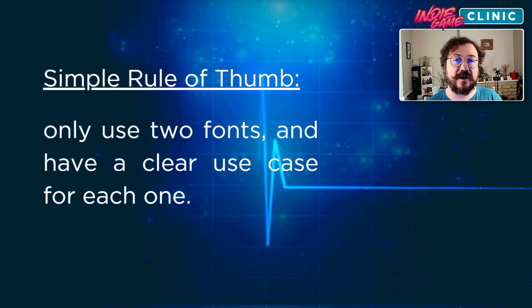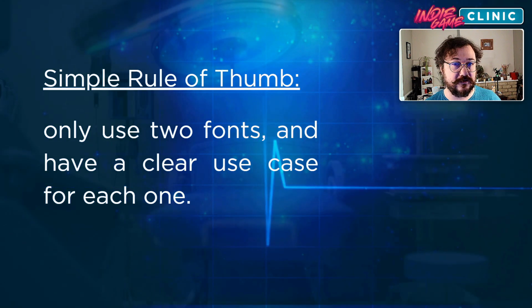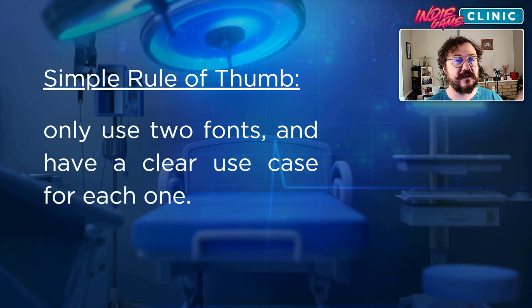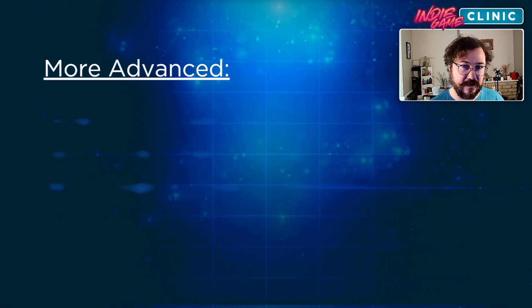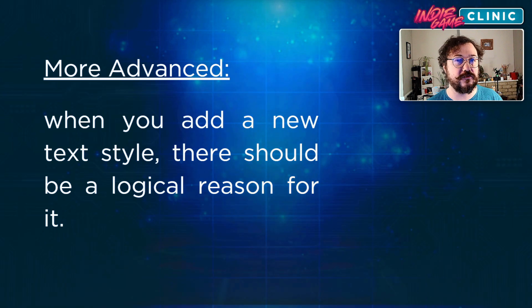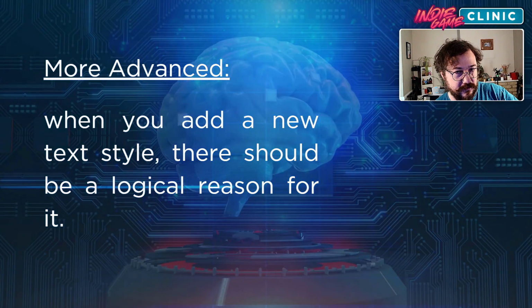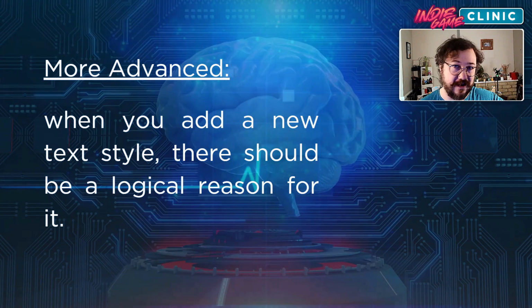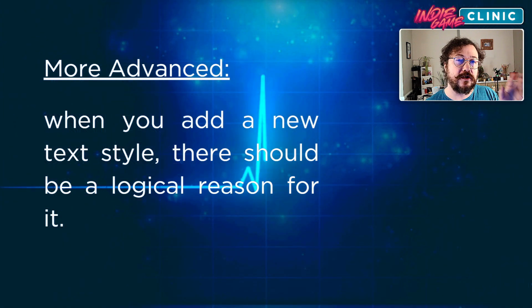Now, I'm sure you can find examples of things that look great that use more than two fonts, but by and large, this is a good rule of thumb to start with because it starts you thinking in this way, which is the more advanced way of thinking of it: when you add a new text style, there should be a logical reason for it. So every time you introduce a new font, or you introduce a variant of an existing font, like you add italics or bold or underlining, there should be a reason why you're doing that.